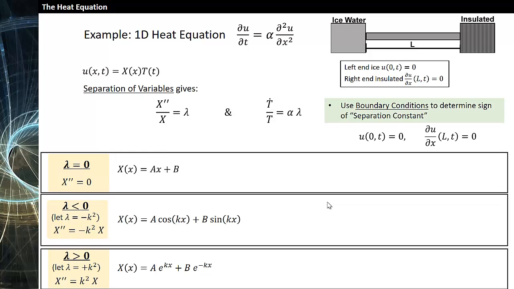As before, we can have 3 different types of values for lambda. Lambda could be 0, lambda could be negative, or lambda could be positive. You're going to examine lambda equal to 0 and positive in a separate context on, say, a homework. So let's focus right now on lambda less than 0, which means that our X function is a cosine of kx plus b sine of kx.